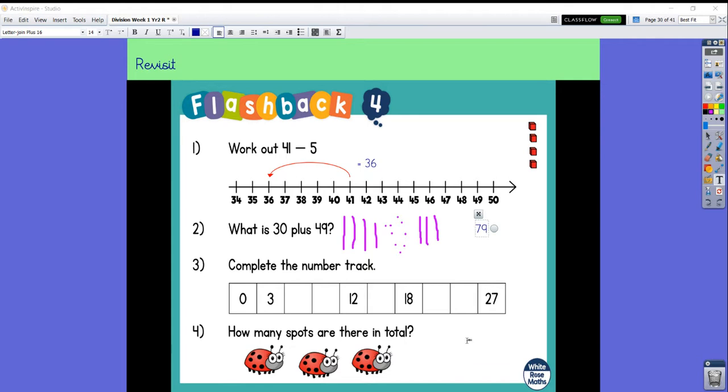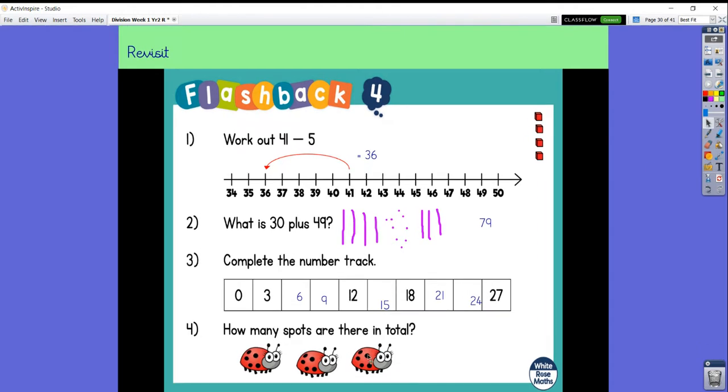Okay, so we have got 0, 3, counting in threes, so 6, 9, 12, 15, 18, 21, and 24.